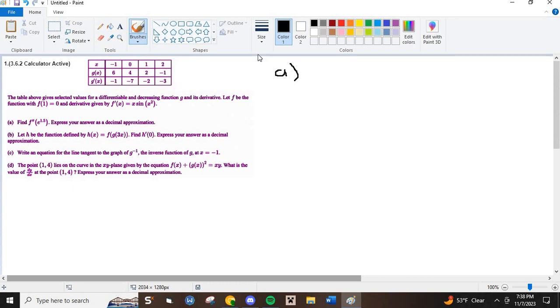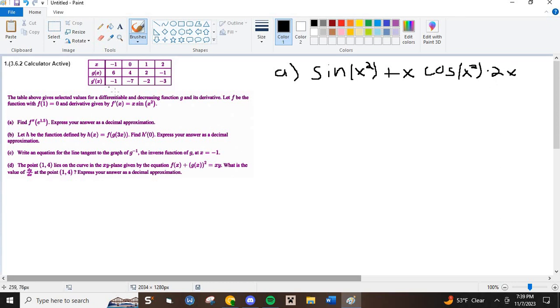So this is just going to be product rule and chain rule. To derive x, that's 1 times sine of x squared plus x times the derivative of sine of x squared. So you use chain rule for that. So that's going to be x times the cosine of x squared times 2x.